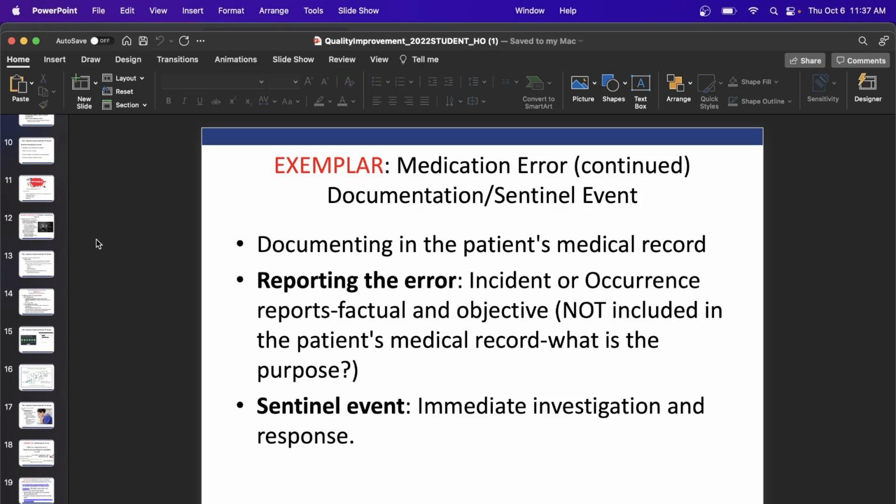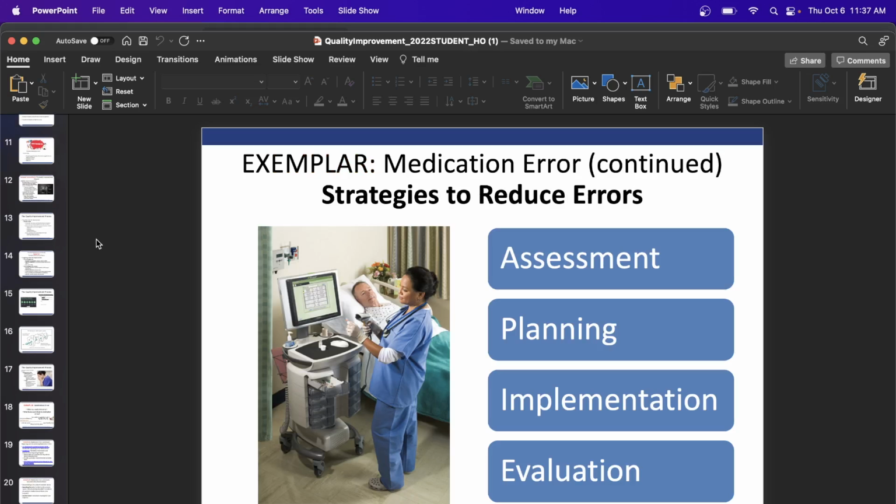Sentinel events, as we've said repeatedly, require immediate investigation and response. So you make a note stating that there was an error made, but the actual incident report doesn't get filed in the chart. It's a tracking tool, correct. And we don't even refer to the incident report in our note, because then the lawyers... Right. Okay, thank you.